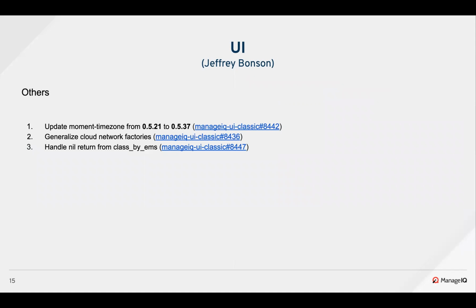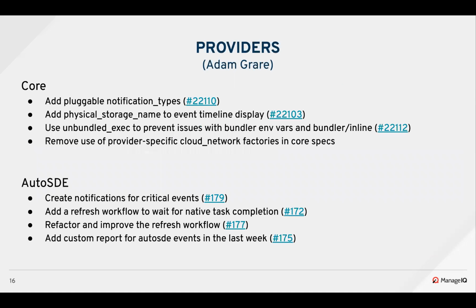And for the others, the moment time zone was updated to a newer version by Gilbert. The generalized cloud network factories PR is part of the effort by Nasser to move the provider-specific code out of core repositories. And the last PR was from Joe, who made nil checks on the objects which call the support functions. That's all from the UI side. Over to Adam.